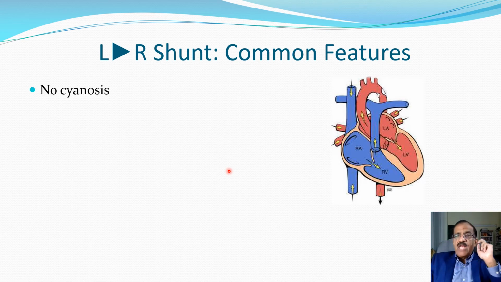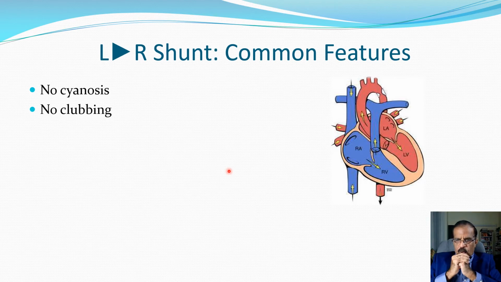Number one, there is no cyanosis because in any of the three conditions, oxygenated blood from the left side gets shunted to the right side and passes through the lungs again. It is only an extra load on the heart, but the blood which is present in the left ventricle, which goes on to the aorta and the rest of the body, will be fully oxygenated, and there will be no cyanosis. No central cyanosis, no peripheral cyanosis. All right, so this is important.